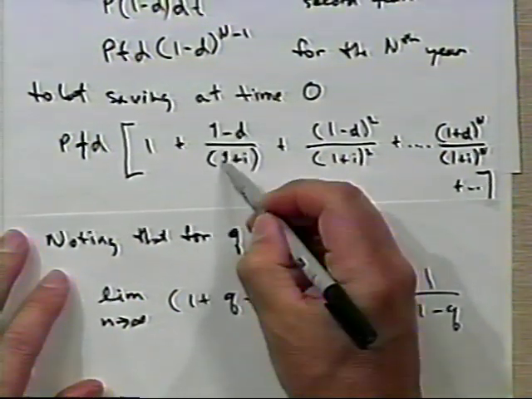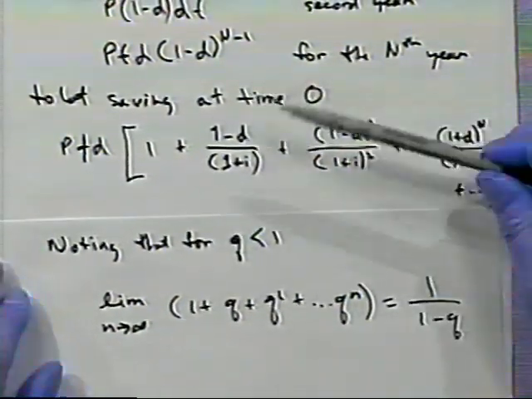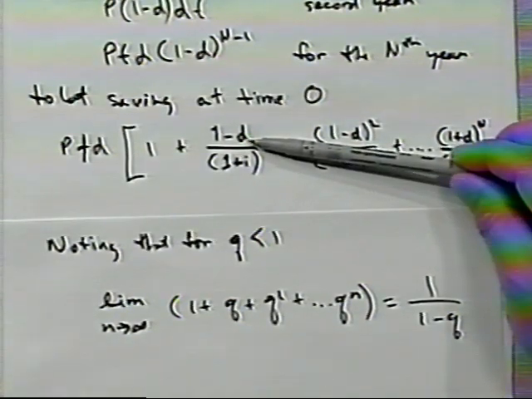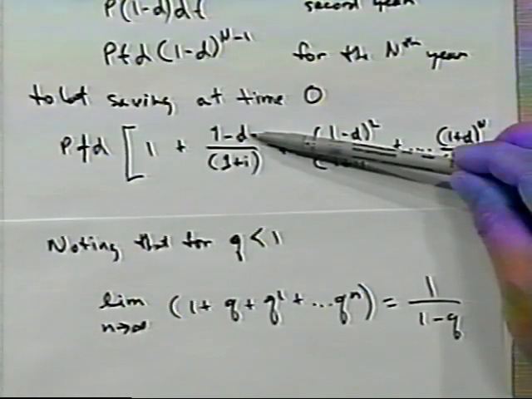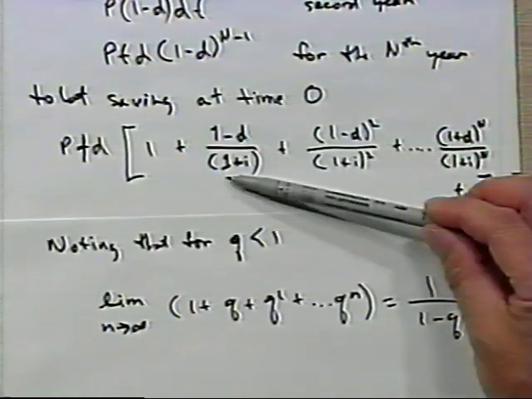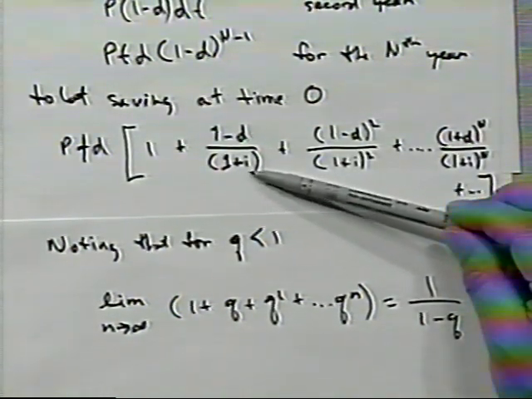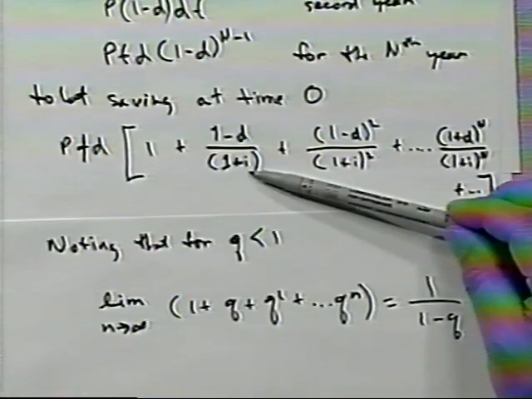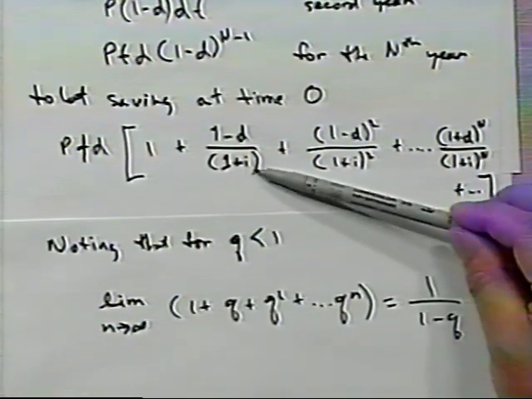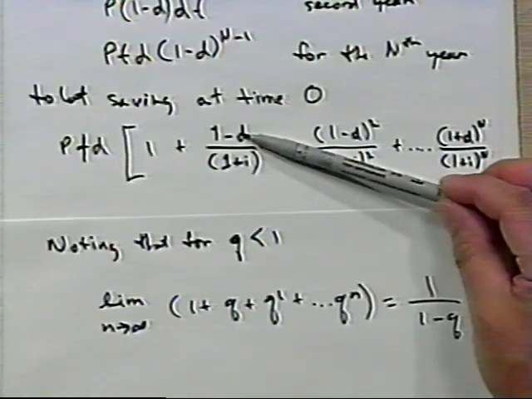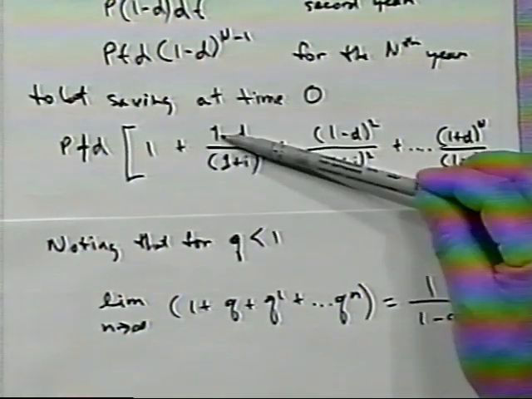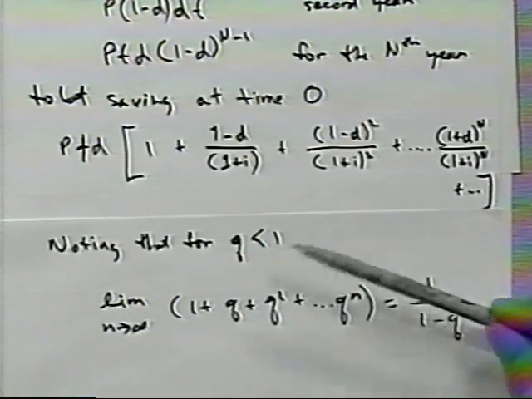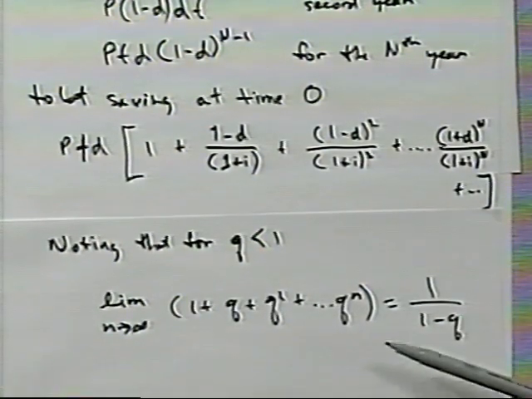Now if we look at this expression, we see that d is always going to be between 0 and 1. So 1 minus d is always going to be less than 1. 1 plus I is always going to be greater than 0. So 1 plus I is always going to be greater than 1. So this will always be less than 1. This will always be greater than 1. So the total thing has to be less than 1. Has to be. So this series applies. We can do that substitution.